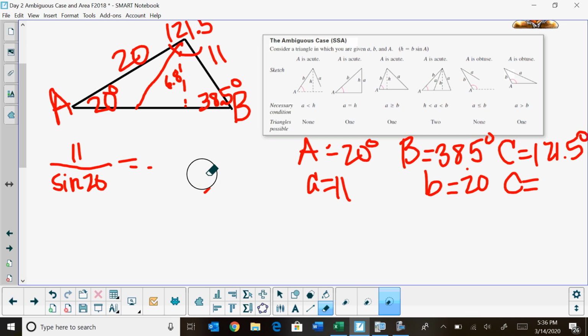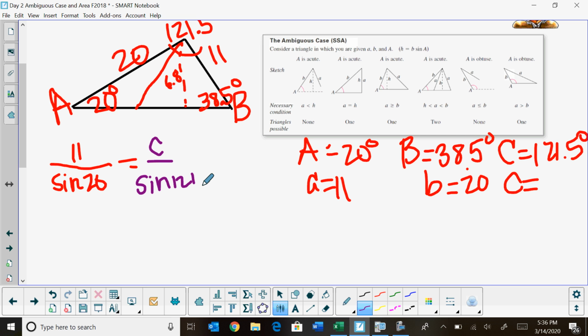So I've got a over sine A is equal to, I'll switch colors so we can remember this is the second one, c over sine C. Well, sine of 121.5. So let's do a cross multiplying. So we have c times sine 20 is equal to 11 times sine of 121.5.